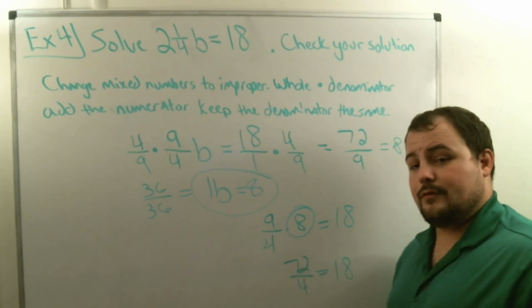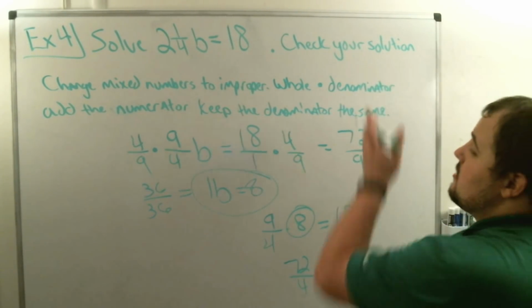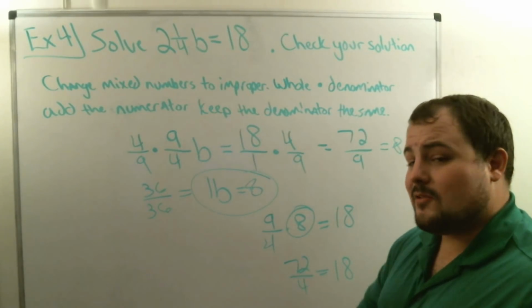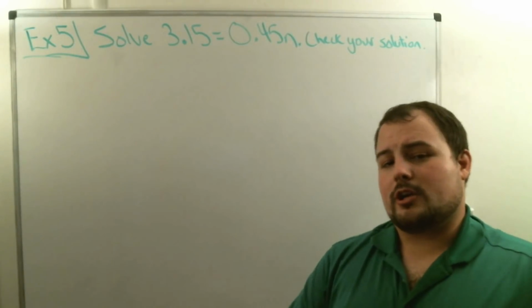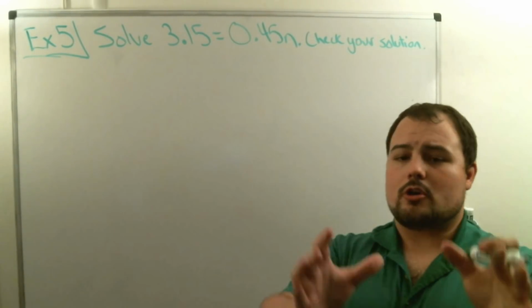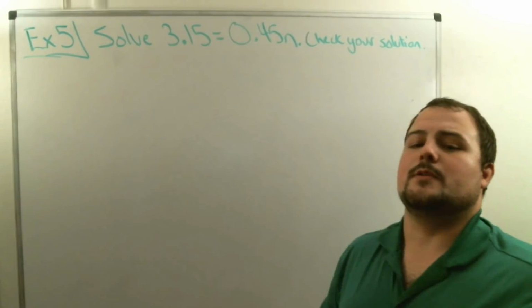That's the answer I'm looking for. The letter B is 8. We checked our solution. It does give us a true answer. We know we're right. Let's keep going. In example 5, we're going to actually kind of switch gears. We're no longer going to work with fractions. We're going to switch to decimals.